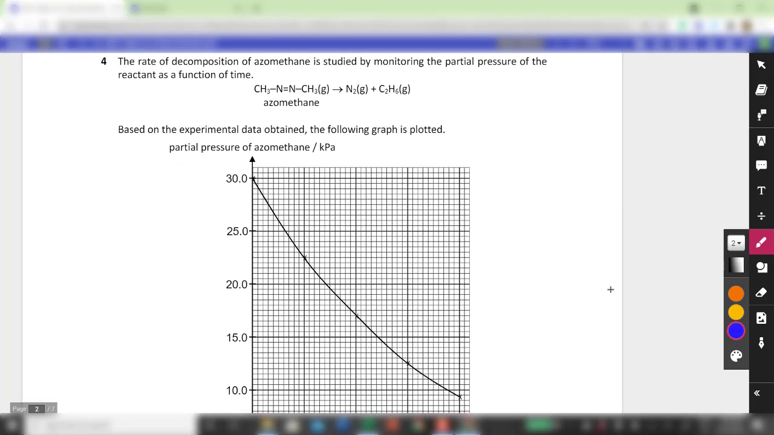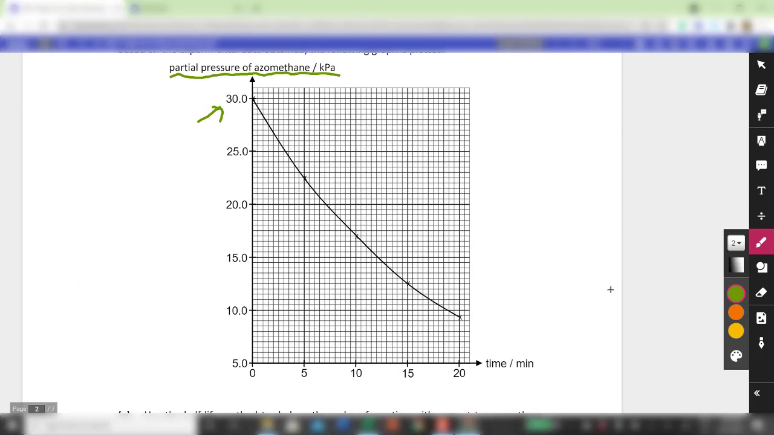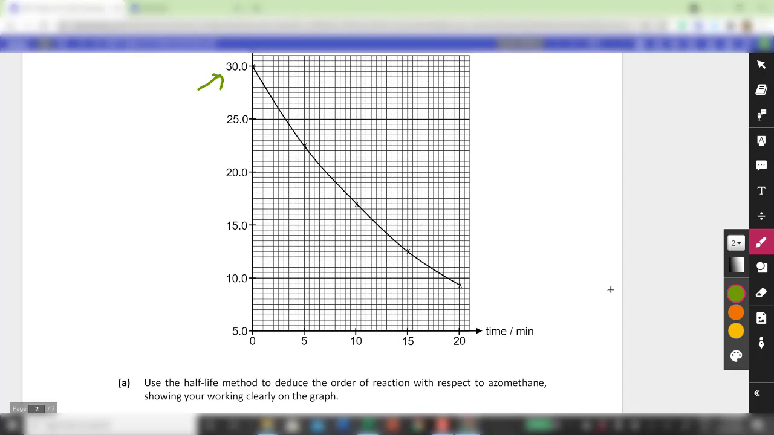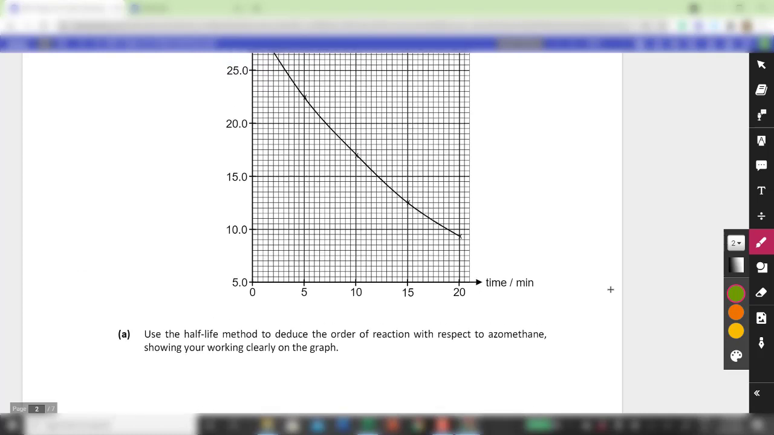For question 4, the rate of decomposition of azomethane is studied by monitoring the partial pressure. Again, we monitor it by looking at the partial pressure here. That's the partial pressure of azomethane. You can roughly see that it begins with about 30. This is an important number that you might want to take note of. Then if you look at the question, they ask you to use the half-life method to deduce the order of reaction with respect to azomethane.